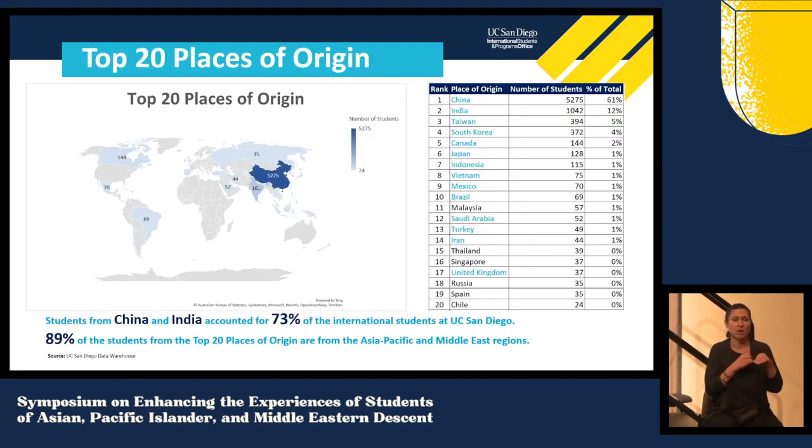73% of the international students at UC San Diego come from two countries, China and India. Of the top 20, I've highlighted on my right in blue those that are similar to the top 20 nationally. And 89% of our students in the top 20 list come from the Asia, Pacific, and Middle Eastern region. So the majority of our international students here at UC San Diego are what we would call APIMED descent students. That's why I'm very excited about having this conversation, sharing information, and continuing this conversation.